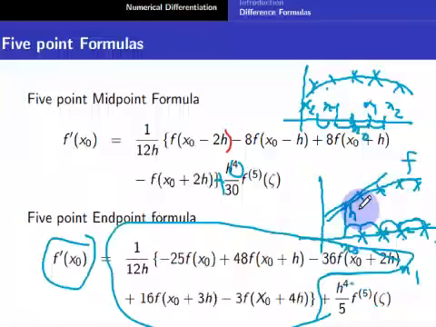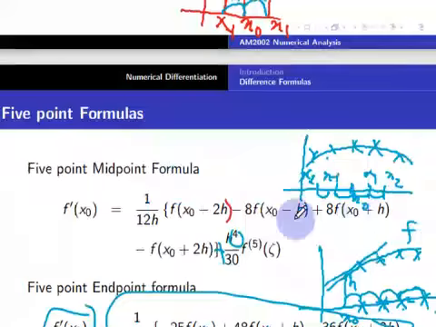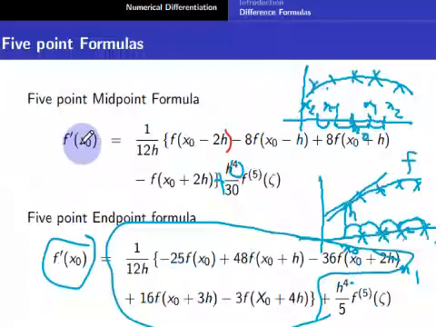Now you can increase the number of points, then you can approximate. You can find an approximation to this using these 5 points. If you want, you can increase the number of points. You can find the 5-point midpoint formula or the 5-point endpoint formula. Anything you can find. So this is the error term. Alright, I hope you understand this one.